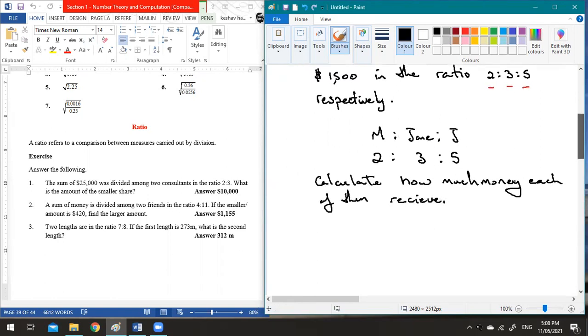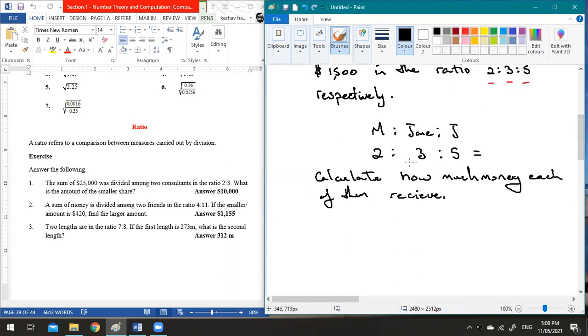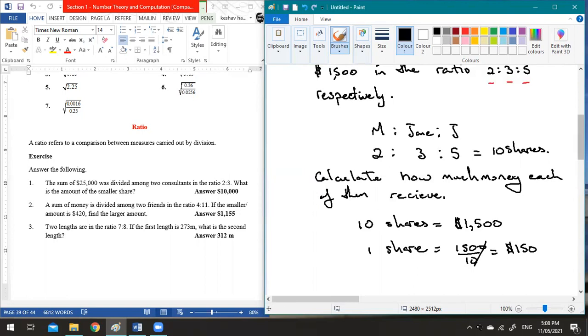Now, if we were to add it up to get the total number of shares, we'll get 10 shares, right? So we say 10 shares will be equal to the total amount of money, which is $1,500. So one share, or divide 10 by 10 to get 1, we'll divide 1,500 by 10. So one share will be $150.